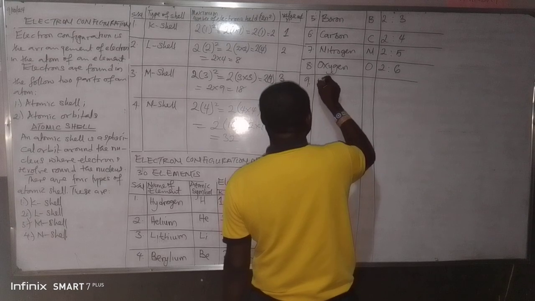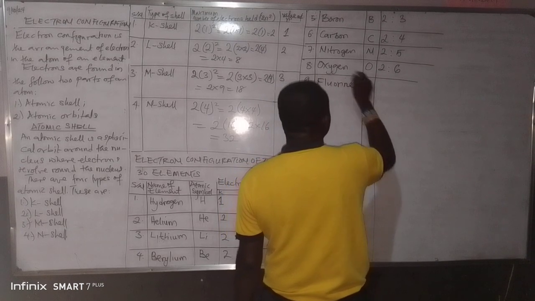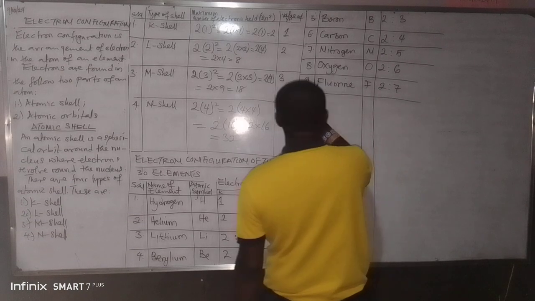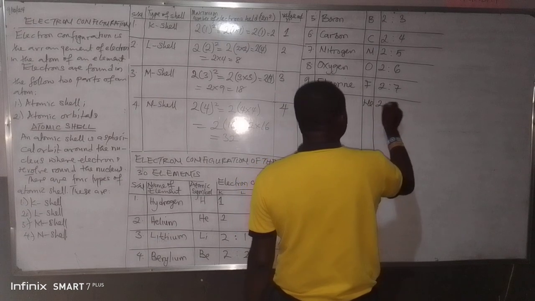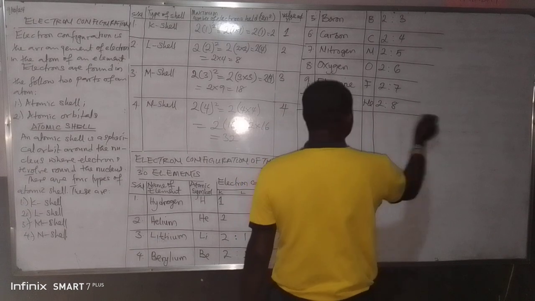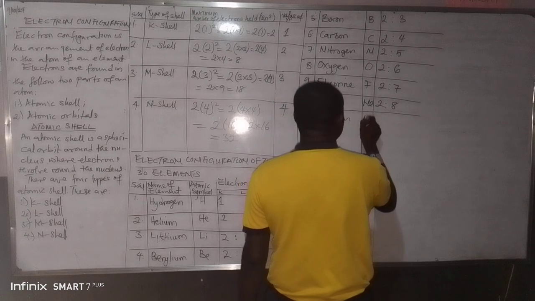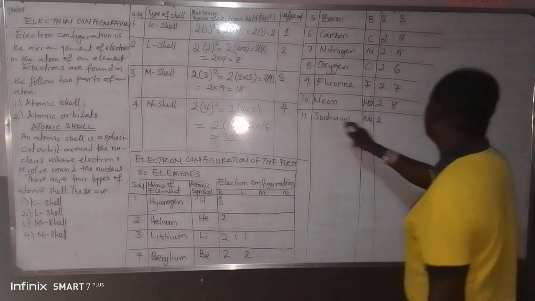The next one is fluorine. Fluorine, F, that's 2,7. Next one is neon. Neon, Ne, that's 2,8. Next one is sodium. Sodium, Na, has 11 electrons.